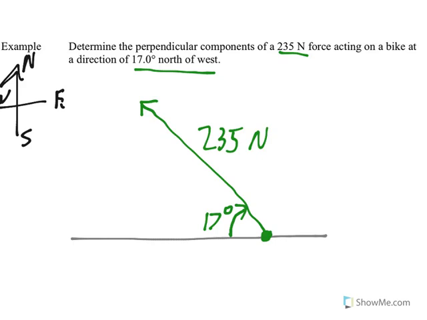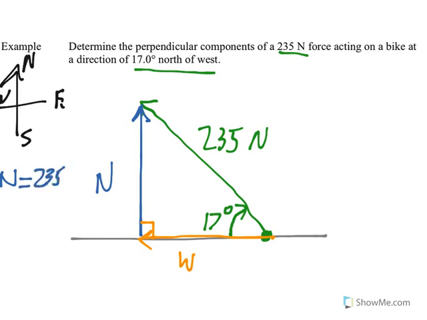So determine the perpendicular components. What we're talking about with perpendicular components: I'll draw a line down here, and draw a line across here. Then there's a right angle in there, and they're perpendicular components. This component in the orange is the westerly component, and this one here in the blue is the northerly component. Let's squeeze this over in here.